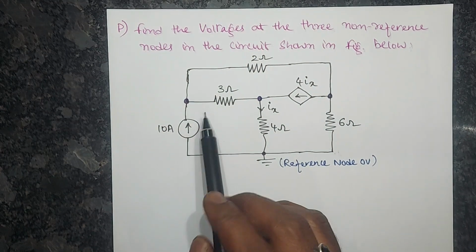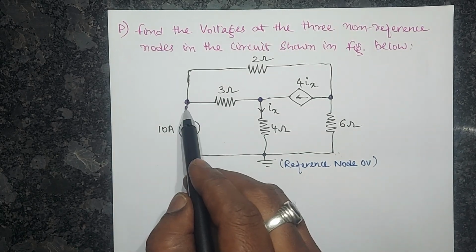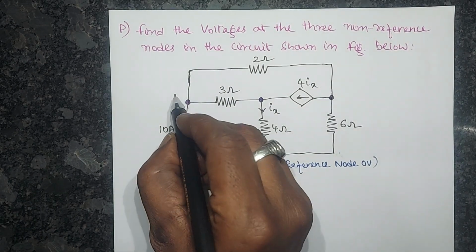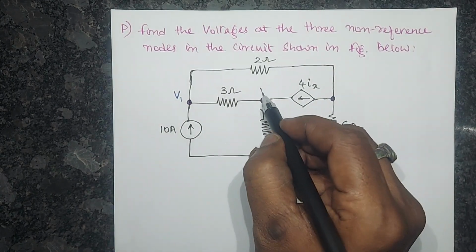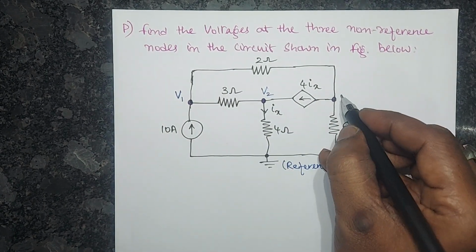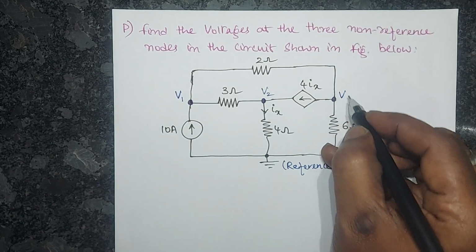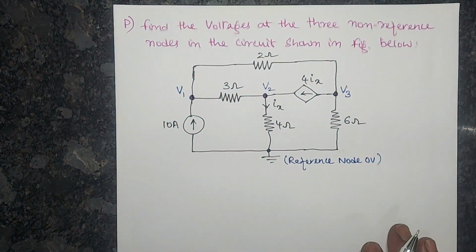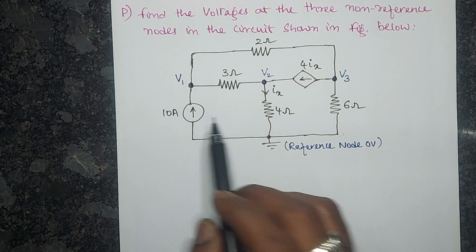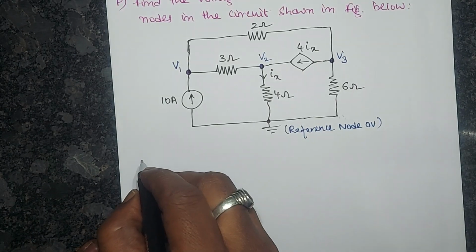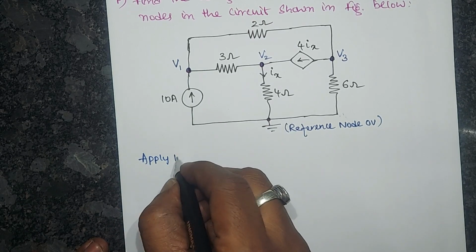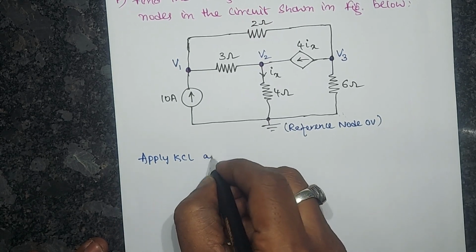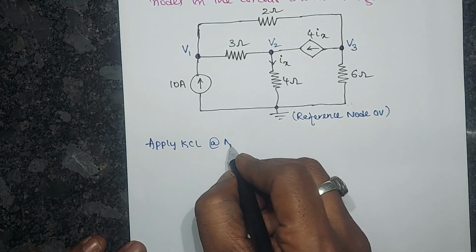Now what about the non-reference nodes? This is non-reference node 1. So I will consider V1 the potential at non-reference node 1, V2 the potential at non-reference node 2, and V3 the potential at non-reference node 3. Okay, proceed in the same manner. Again, what is the first step? Apply KCL at node 1.